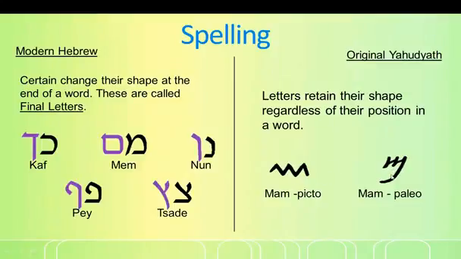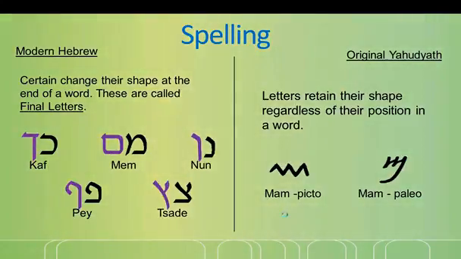They retain their shape no matter where you put them in a word: beginning, middle, end. They keep the same shape, versus the mem here. If it's in the beginning or the middle, you'll get this one. If it's at the end, you'll get this one. So that's one difference. That's another difference.